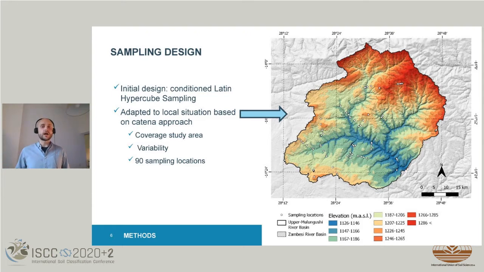So there we had to think about how we could adapt this statistical design to fit our practical constraints, where time also played a very important role. So we shifted more to this catena concept of the sampling design, trying to cover these dambo catenas throughout the study area with various spatial extents to cover the variability as well as possible. And this then resulted in 90 locations where we were able to dig profiles and collect samples.